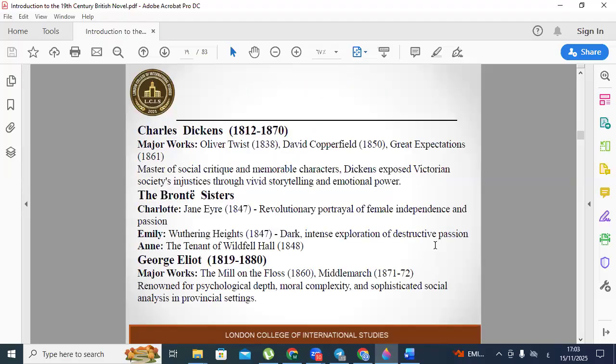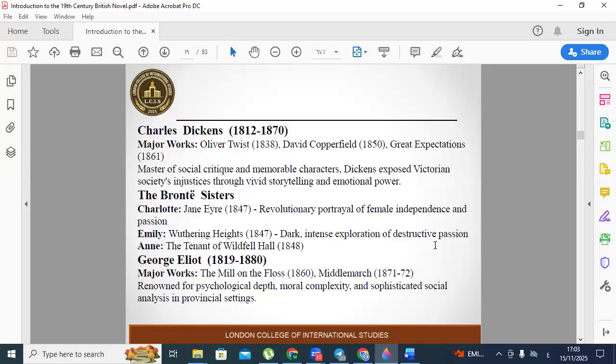Charles Dickens, the Brontës, George Eliot. Let's start with the major works: Oliver Twist, 1838, David Copperfield, 1850, Great Expectations, 1861. Master of social critique and memorable characters, Dickens exposed Victorian society's injustices through vivid storytelling and emotional power. The Brontë sisters. Charlotte: Jane Eyre, 1847, a revolutionary portrayal of female independence and passion.